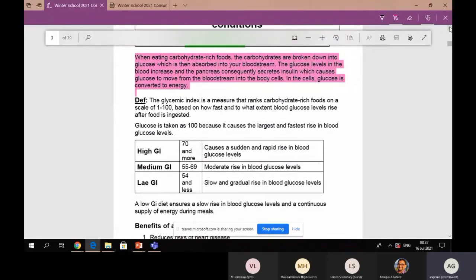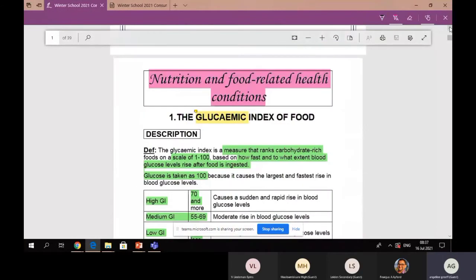Now I've highlighted on my page what I want to have a look at. So now we've got that important background information. And then, of course, remember the definition. You need to know what the glycemic index of food is. As I said, this is stuff that you need to study. So let's quickly have a look at the definition.